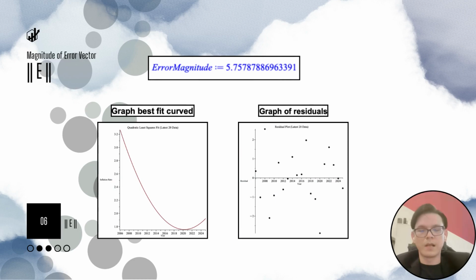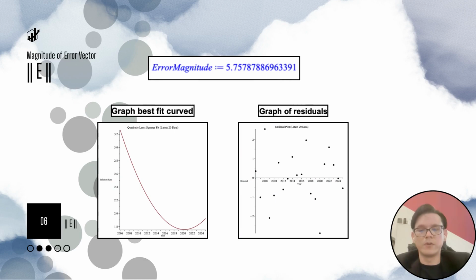In this final slide of the quadratic model, the magnitude of the error vector is calculated. The error magnitude obtained for the quadratic model is 5.7579. A smaller error magnitude indicates a better approximation to the observed data.